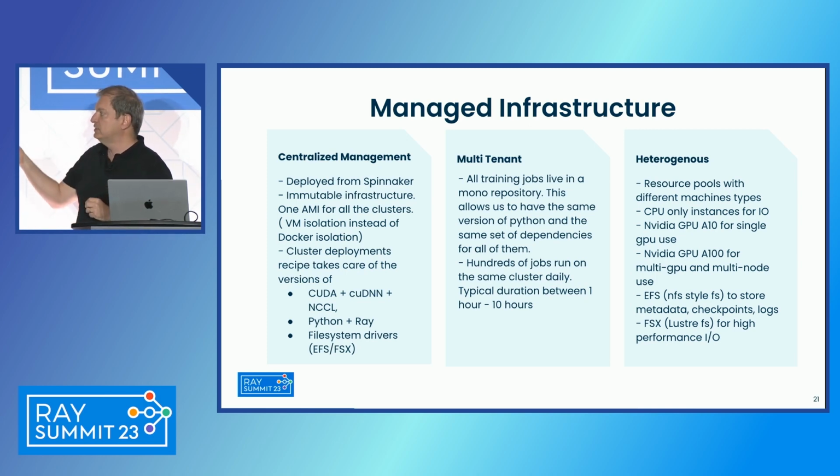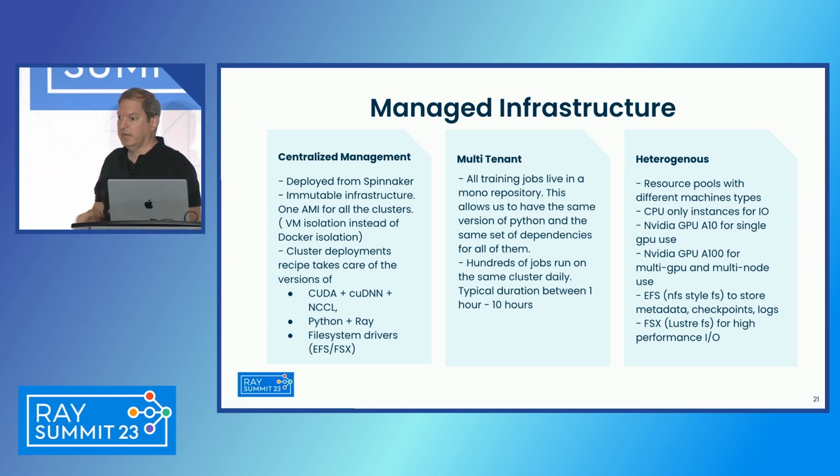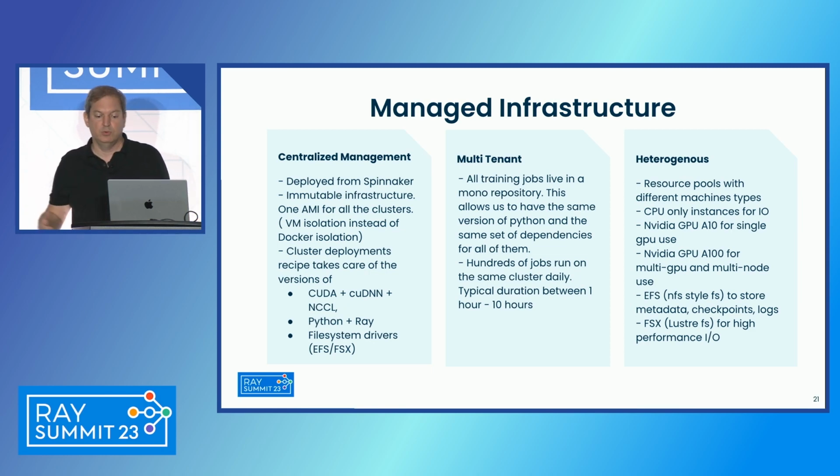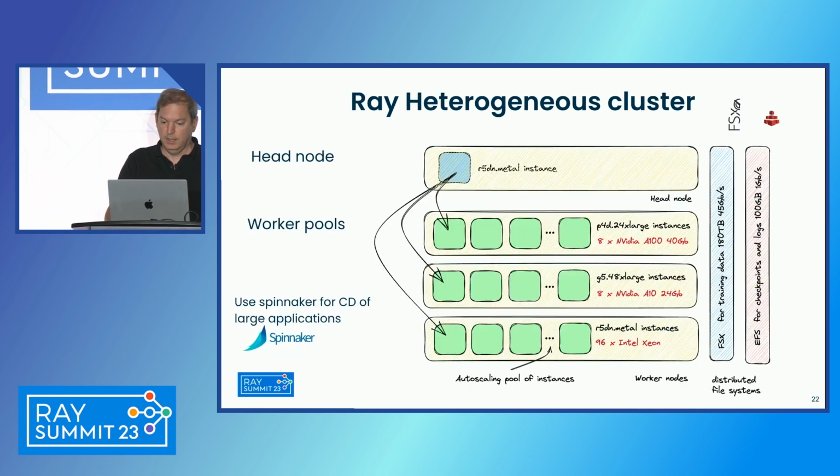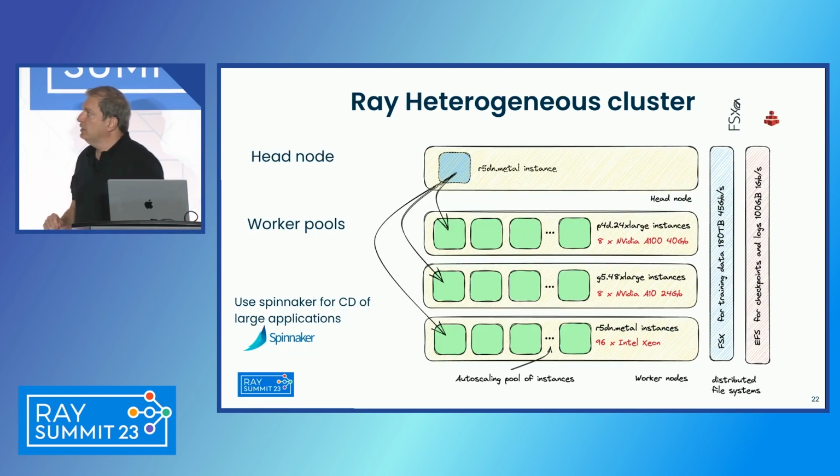And all of the clusters have EFS, which is an elastic NFS file system to store metadata, checkpoints, logs, and output of the trainings. And we have FSx for Lustre, which my colleague described as a high throughput file system for reading data. In a picture, it looks like this.